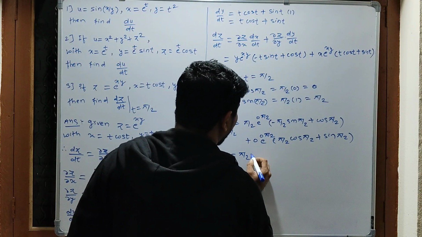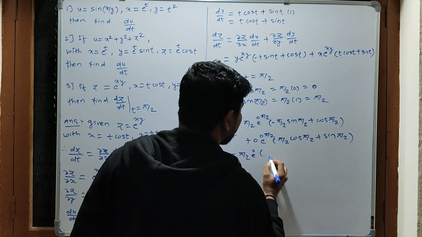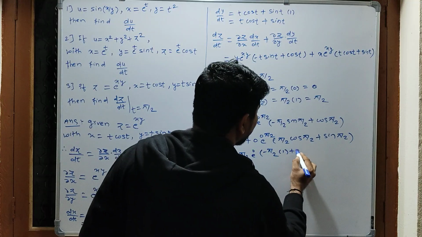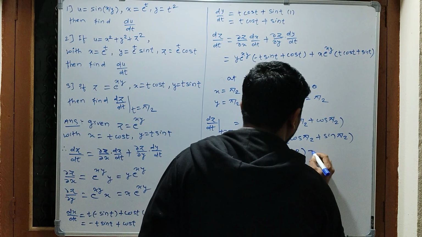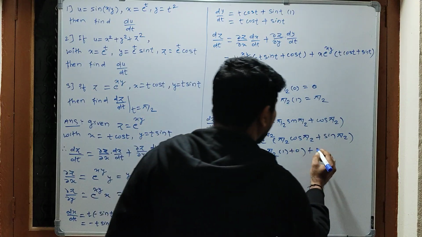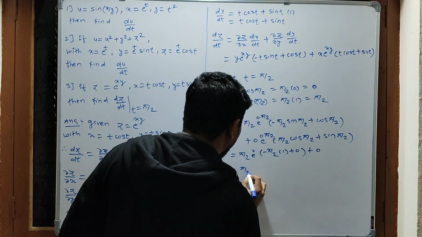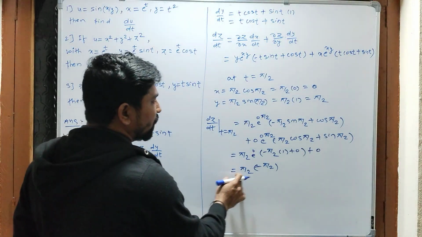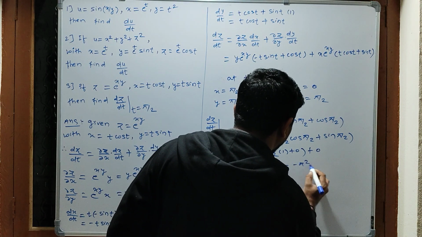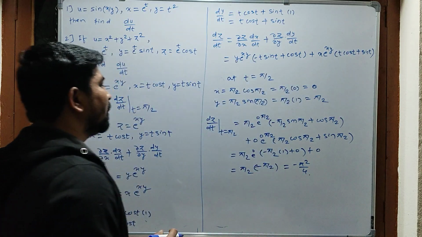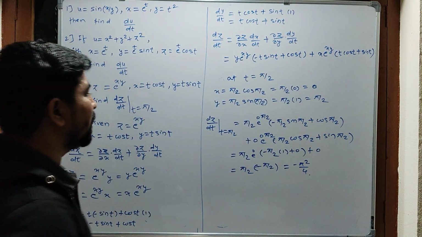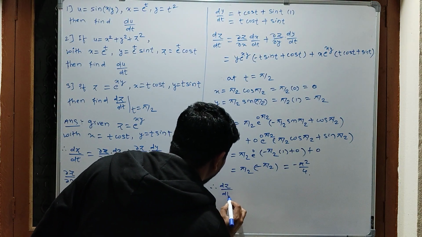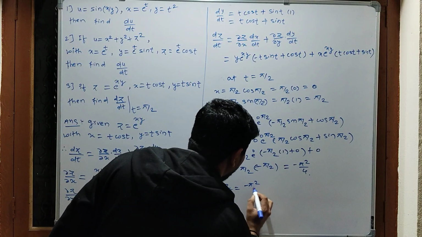So here e to the power, this is simply e to the power 0, and this is minus pi by 2. sin pi by 2 is 1, cos pi by 2 is 0. This is my first term, plus here 0 into anything is 0, which is equal to pi by 2 times minus pi by 2, which is equal to minus pi square by 4. Therefore the total derivative of z with respect to t is minus pi square by 4.